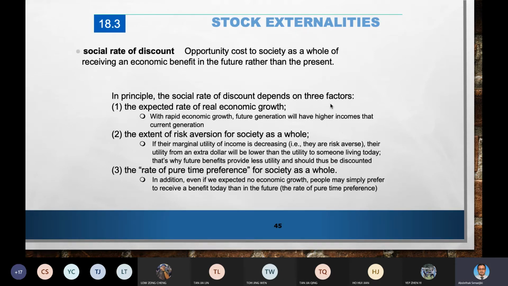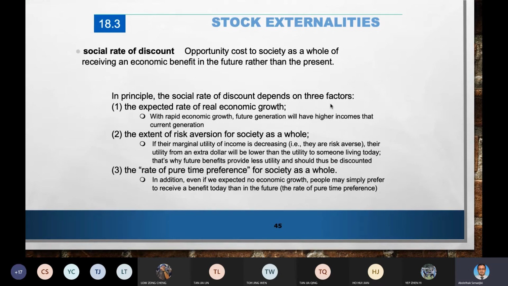For example, if you want to reduce emission, yes, you can, but what about economic growth? Reducing emission means reducing economic growth because we need to reduce production. And that makes people less wealthy and maybe increases the poverty rate. So we come to the expected rate of real economic growth. With rapid economic growth, the future generation will have higher income than the current generation. They consume more, pollute more.